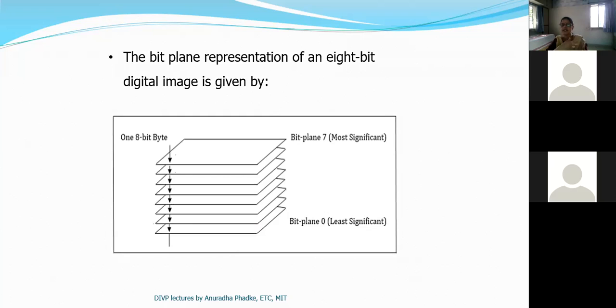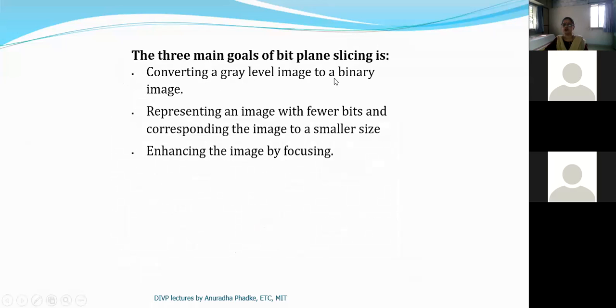Those same compression techniques we can apply to gray level images if we represent the image in terms of binary planes. On every binary plane we can apply those image compression techniques and we can reduce the amount of data required to represent the image. So that is the main reason why we go for bit plane slicing. Converting a gray level image to a binary image is possible by bit plane slicing. Secondly, representing an image with fewer bits, the image size can be reduced. So image compression is one of the motives behind converting your gray image into bit planes.